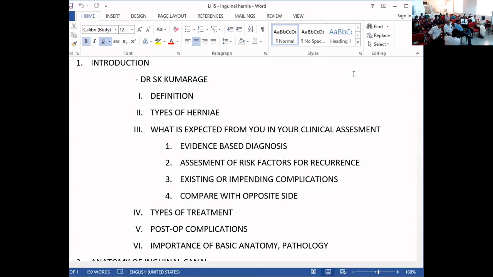And also, you don't expect great detail. They can say whether it's complicated or uncomplicated, and that could be enough. So you should know what a complicated one is and what is uncomplicated. As we said, simple incarceration might not fall into a complicated hernia. You need to operate right then and there.